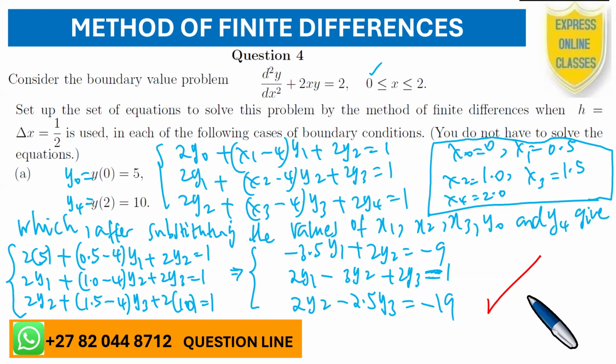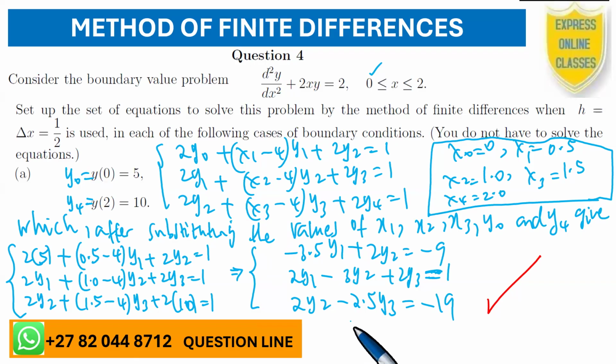And these equations, because this is the instruction on what needs to be done: set up the set of equations to solve this problem by the method of finite differences, when h, which is delta x, equals 1/2 is used. In each of the following cases of boundary conditions, you do not have to solve the equations. Just set up the equations, but don't solve.